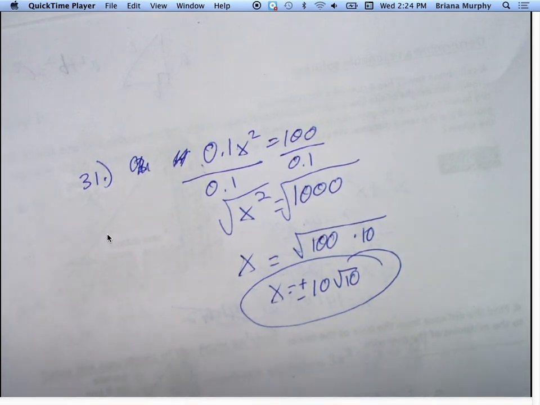Okay, so this is number 31 from your homework, so I would write it down because you have to do one last homework assignment.